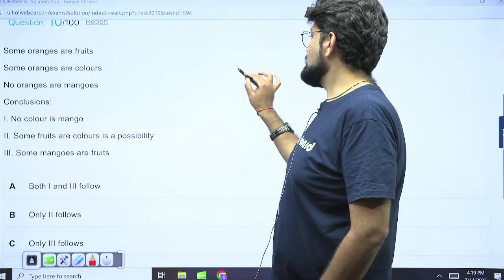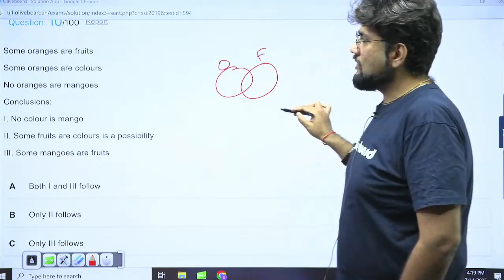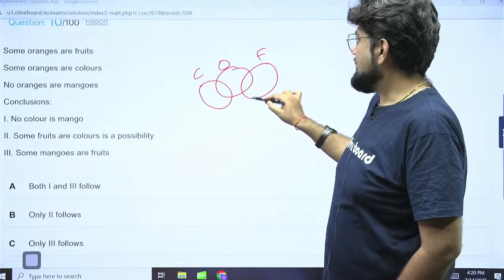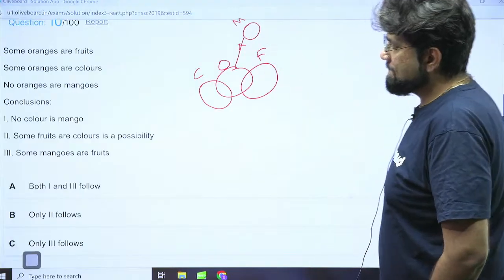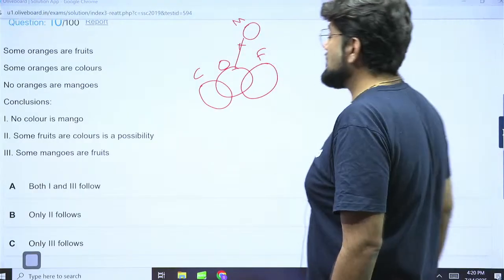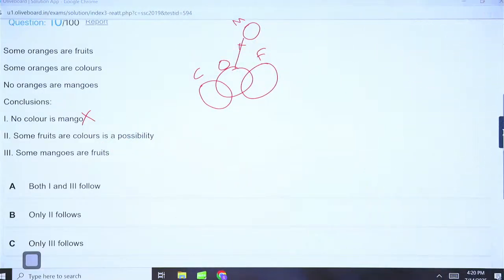Some oranges are fruits. Some oranges are colors. No oranges are mangoes. No color is a mango. Can I say that? No, I cannot say that. Some colors are not mango, I could have said, but no color is a mango, I cannot conclude that definitely.